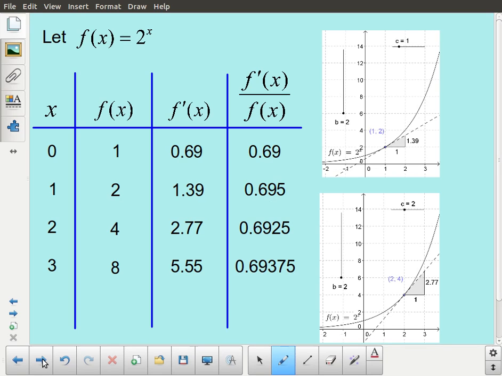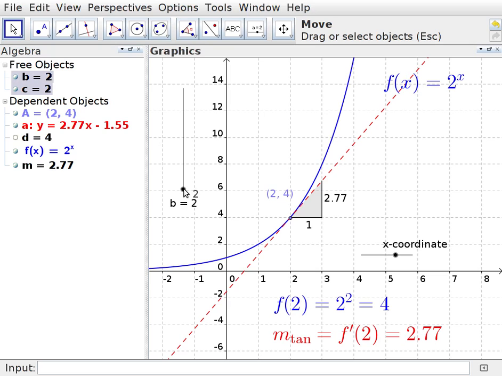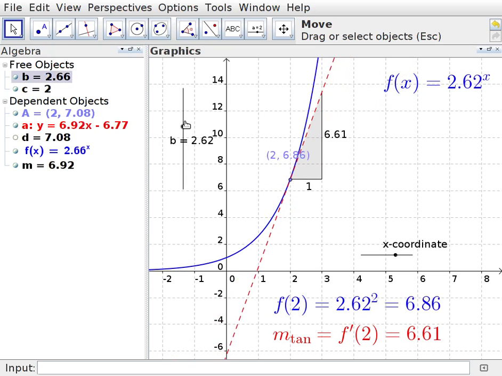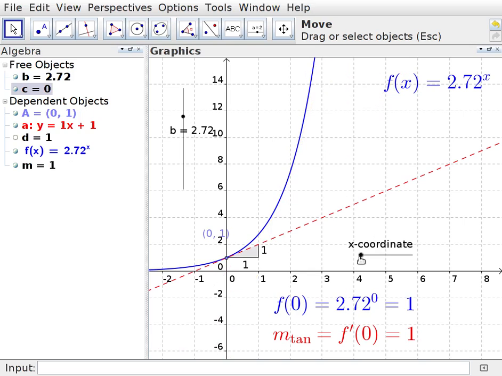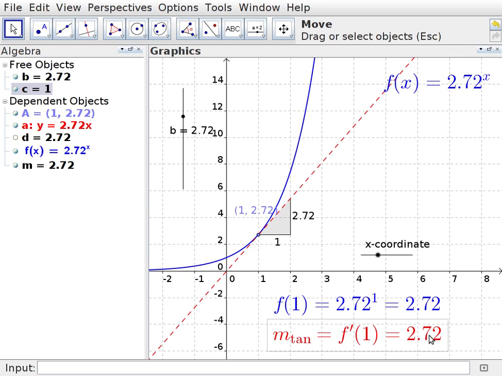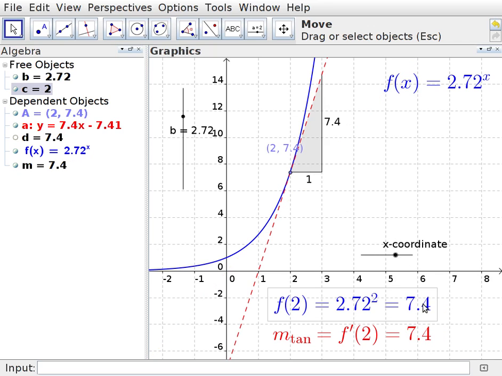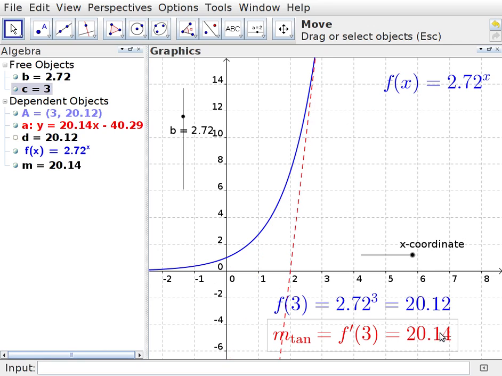If I did the exact same experiment, but this time I used e, so e is the value 2.718, so I'm going to round that to 2.72. If I take my x coordinate to 0, I end up with a y value of 1 and a slope of 1, so 1 over 1 is 1. If I go here, I end up with the slope 2.72 divided by the y coordinate 2.72. That's a ratio of 1. And you can see, again because of the lack of precision, it's not quite 1, but it's pretty close to being 1.